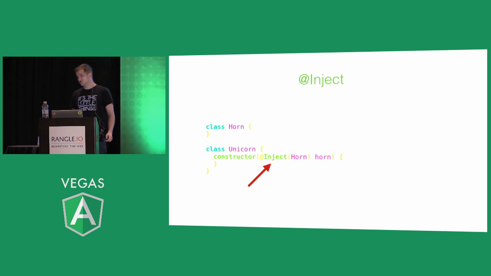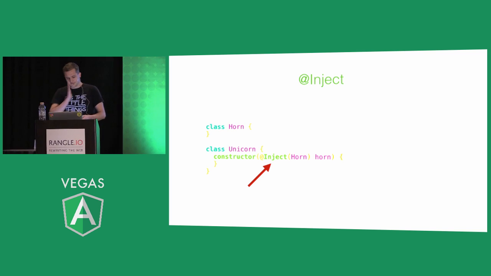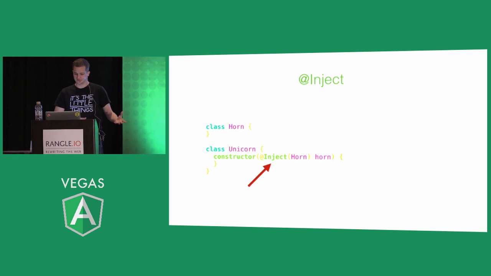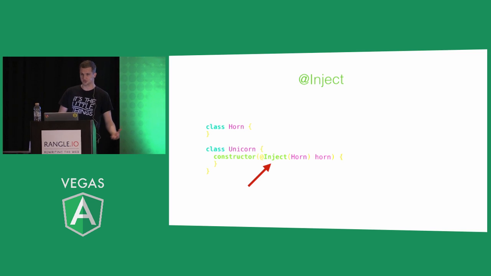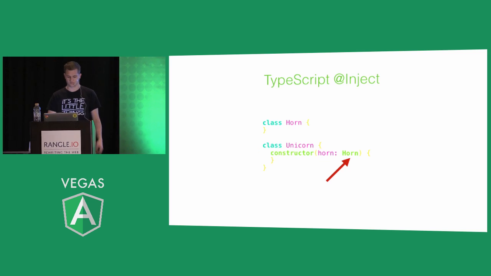Let's talk about some of the decorators available to you if you're going to be using ES6. So this is non-TypeScript. This is more the ES6 route. If you want to inject a horn, rather than using a type annotation, you would just add inject horn, and it would use that token, look up if the token's been registered in the injector, and provide it accordingly.